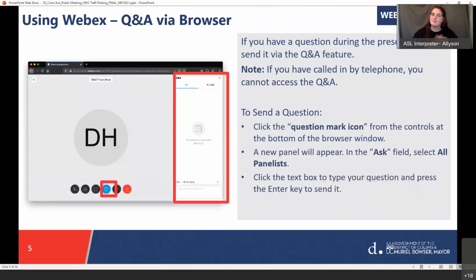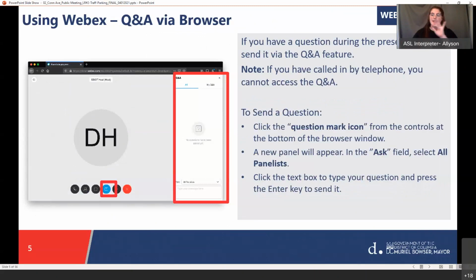If you have a question during the presentation, send it via the Q&A feature. To do that, click the question mark icon from the controls at the bottom of the browser window. A new panel will appear in the Ask field. Select all panelists. Click the text box to type your question and press the Enter key to send it.